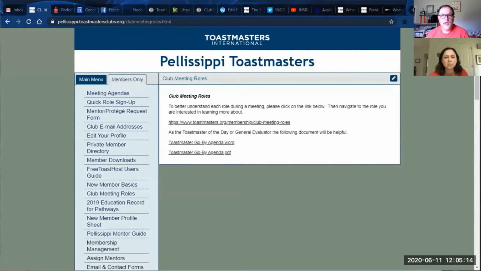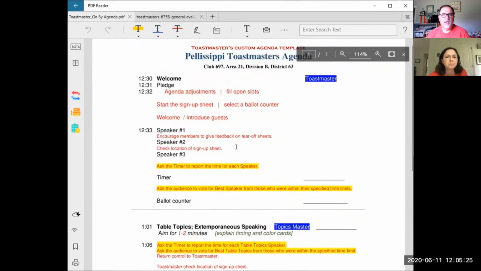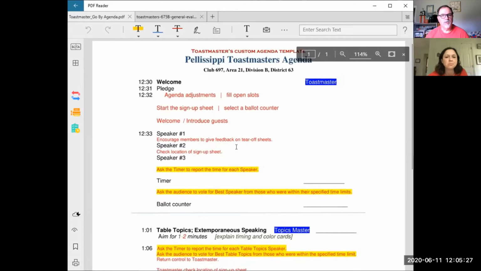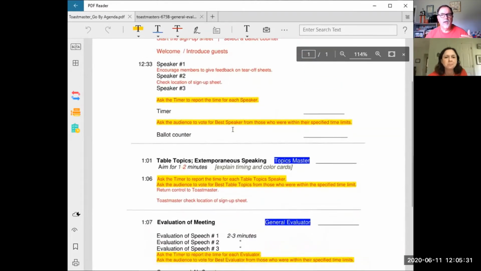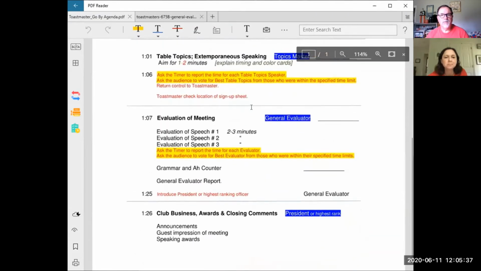I'll share my reader now. So that document, the go-by agenda, looks like this: what time we start. We start at 12:30. We go through the welcoming, the pledge, all that other stuff, and then the next section is for the table topic master. And then this last part here is the evaluator, the general evaluator. So this is the script that you should follow.